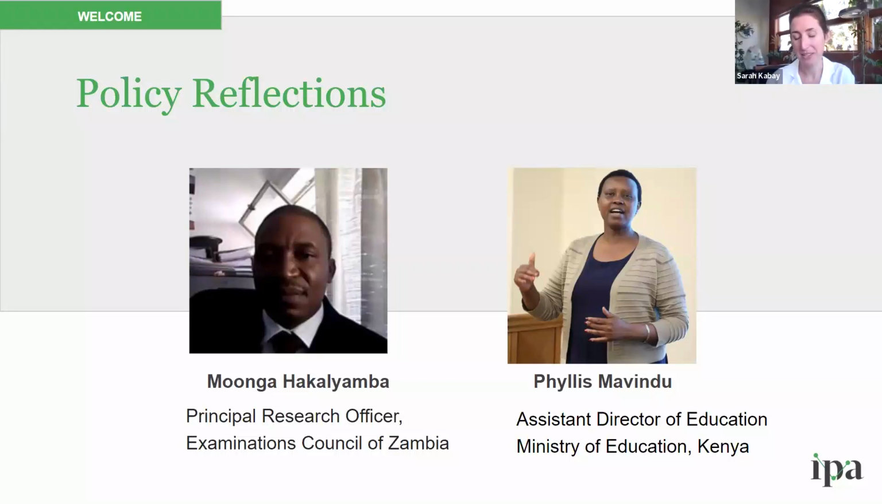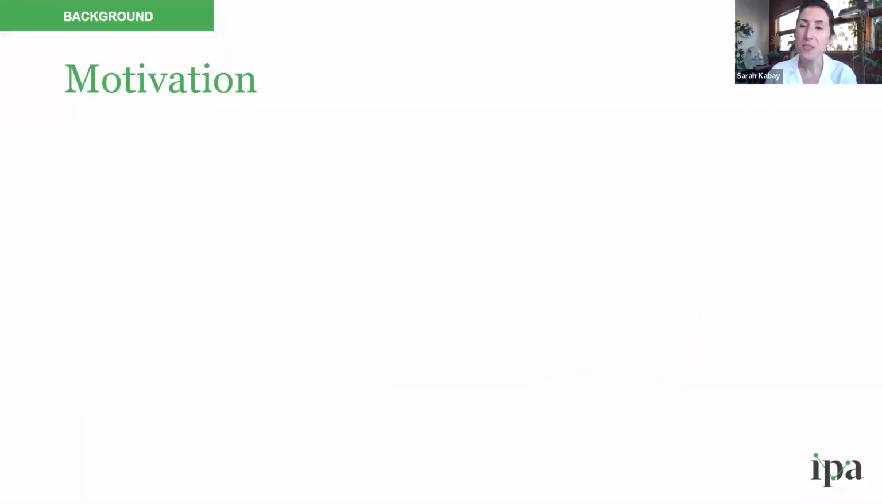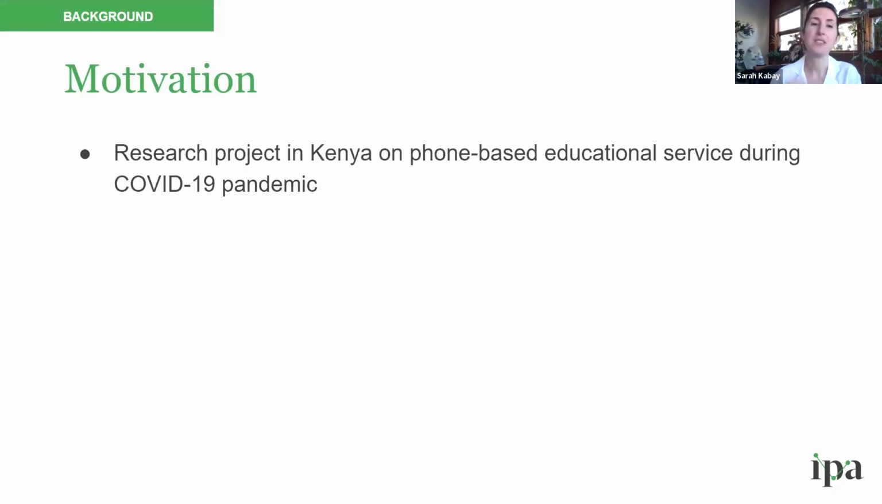from a policy perspective. So just to describe some of the background and motivation we have for this work. During the COVID-19 pandemic, we were working on a number of different initiatives to try to support children's learning while schools were closed. And one example of that was we had a research project in Kenya that was trying to develop an educational service that could be used on the most basic of phones. So it wouldn't require an internet connection or any smartphone capabilities. So we're working on this during the pandemic to try to support children's learning.